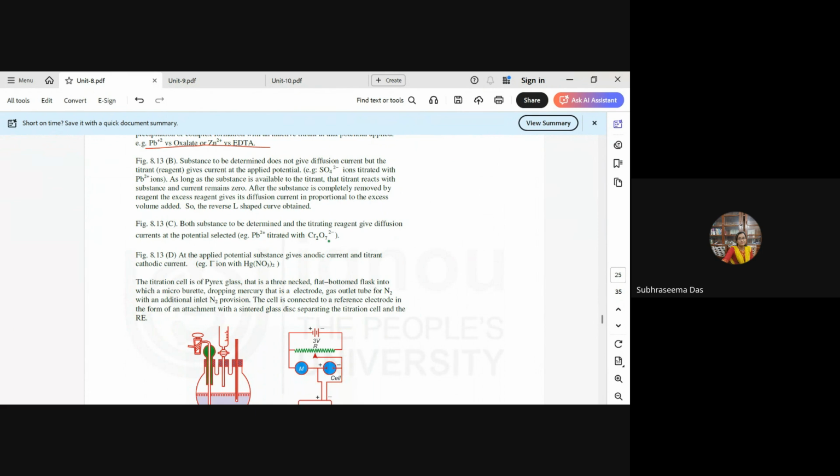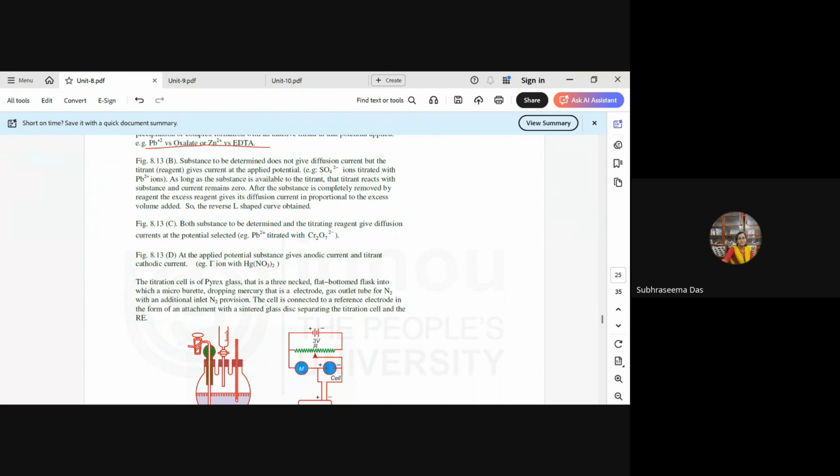So, as long as the substance is available to the titrant, it reacts with the substance and the current remains zero. After the substance is completely removed by the reagent, the excess reagent gives its diffusion current in proportion to the excess volume added.